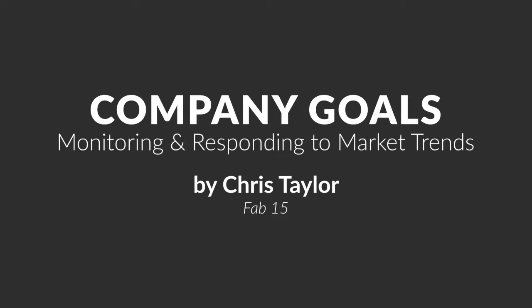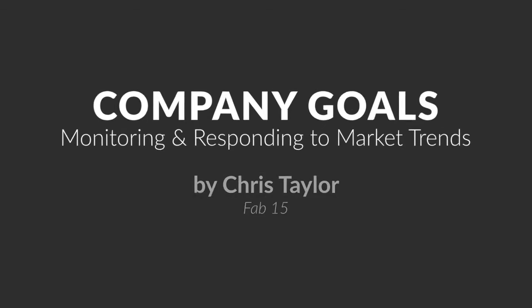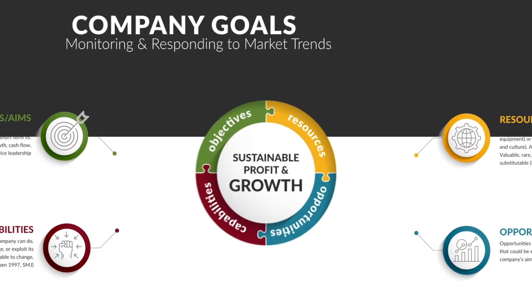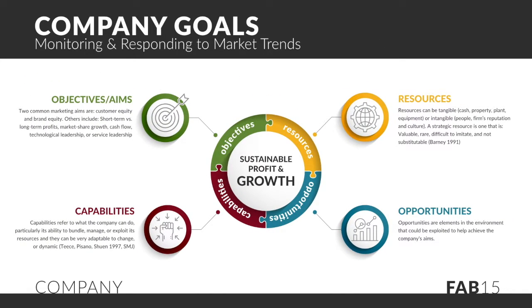Hi, I'm Chris Taylor, and I'll be discussing the aspects companies need to consider in order to know how to best respond to changing market trends. As we see here, there are four main pieces involved: objectives, resources, opportunities, and capabilities. These areas work together to achieve the main goal of any business: sustainable profit and growth. Now we'll dive into each one of these, and you'll be able to see the part that each one plays.